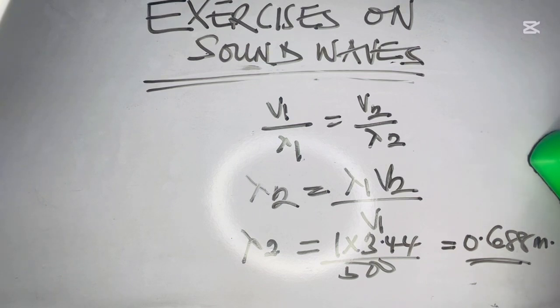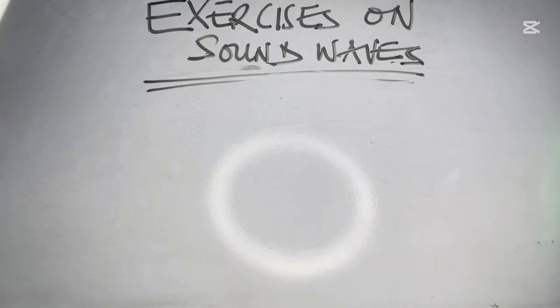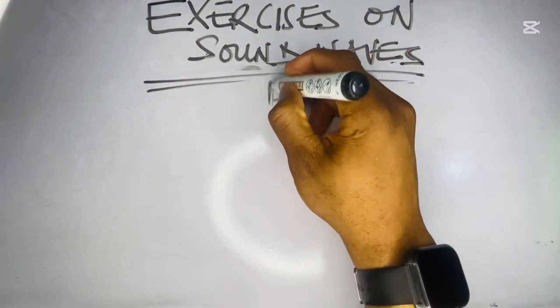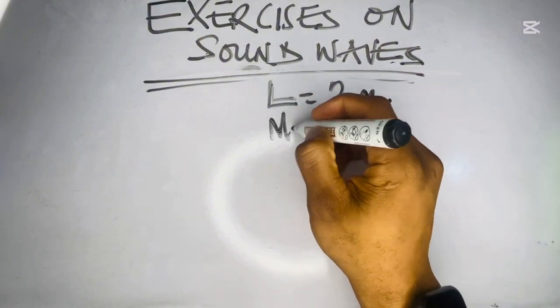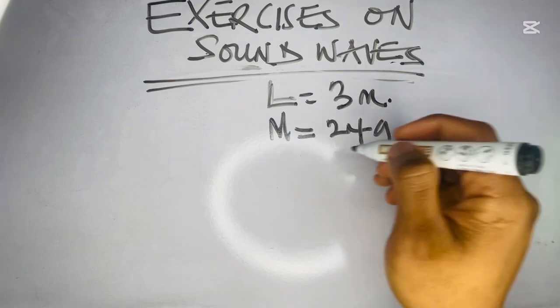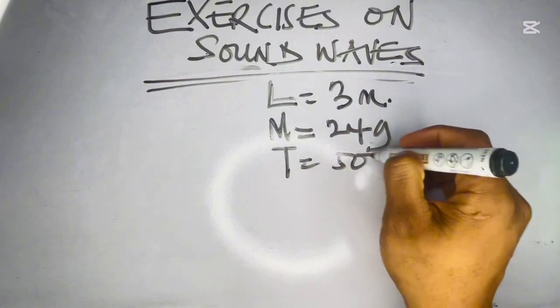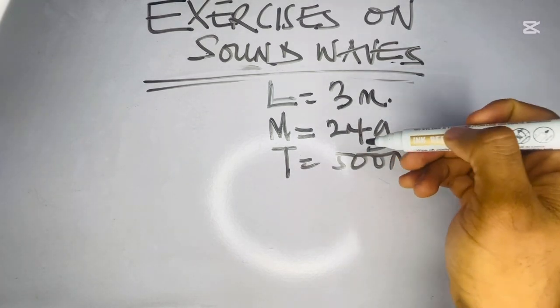Now the second question we'll be looking at, take down. A string has a length of 3 meters and a mass of 24 grams. If it is subjected to a tension T of 500 newtons, find the velocity of transverse waves on the string. So these are our parameters.